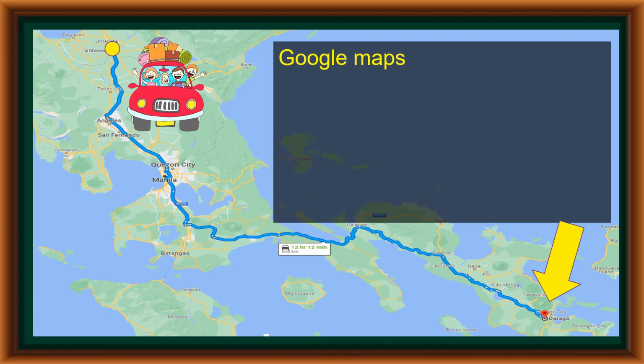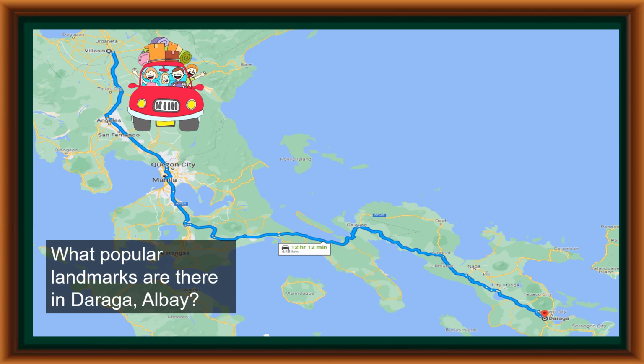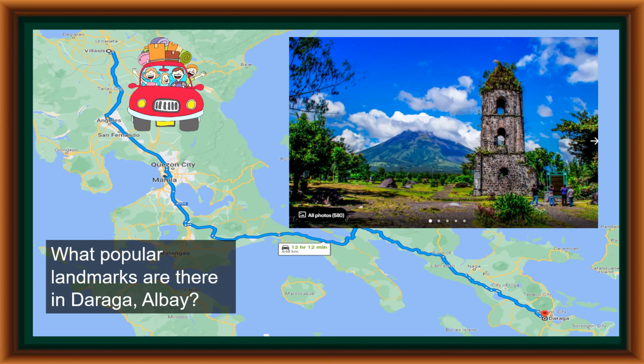In fact, it shows that from Villasis to Daraga, Albay, the estimated amount of travel is 12 hours and 12 minutes. Do you know what popular landmarks are there in Daraga, Albay? Great! The famous Mount Mayon and the Cagsawa ruins.